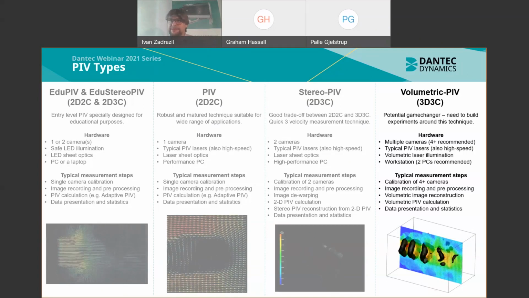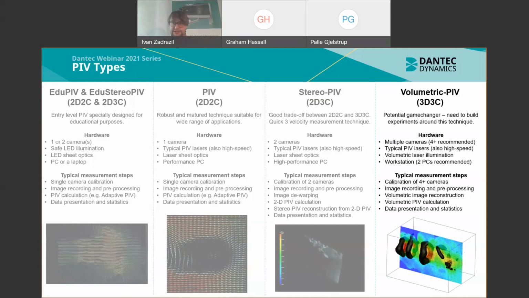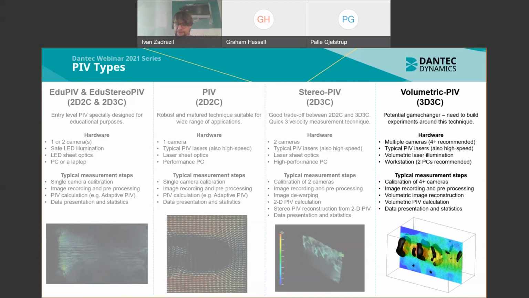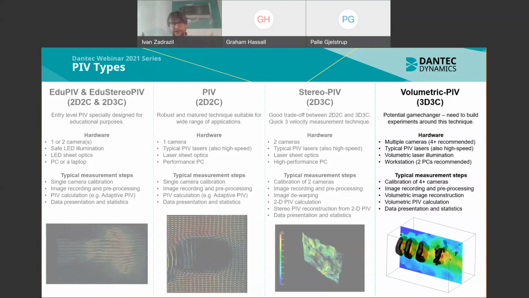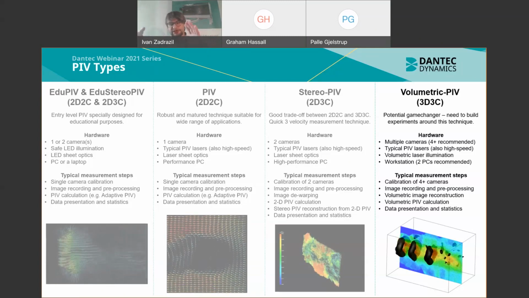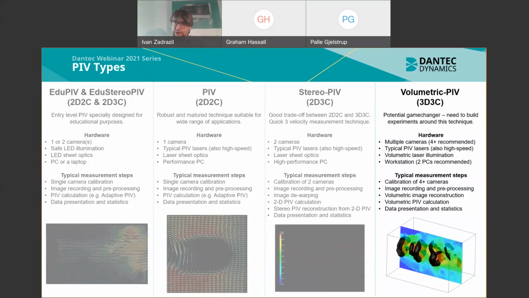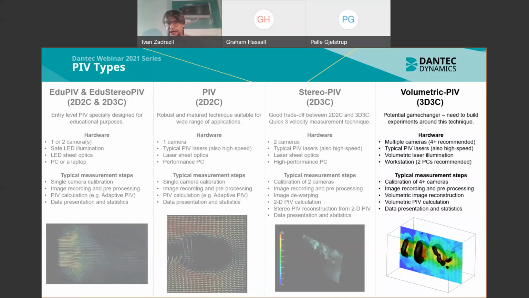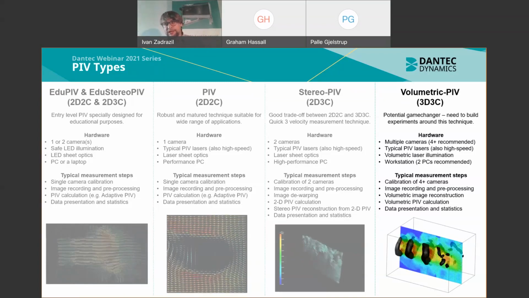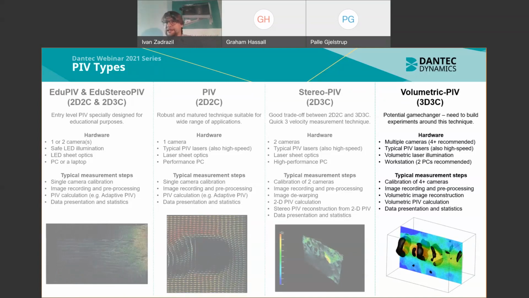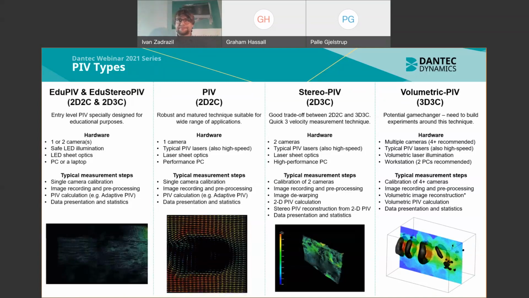The typical measurement steps are calibration of 4 cameras and setting them up, image recording and pre-processing. In the next step, we do volumetric image reconstruction. So from the planar recordings, we reconstruct a 3D space with particles. And we use this reconstructed 3D space for volumetric PIV calculation in order to get all three velocity components in a volume. And finally, there's some data presentation and statistics.